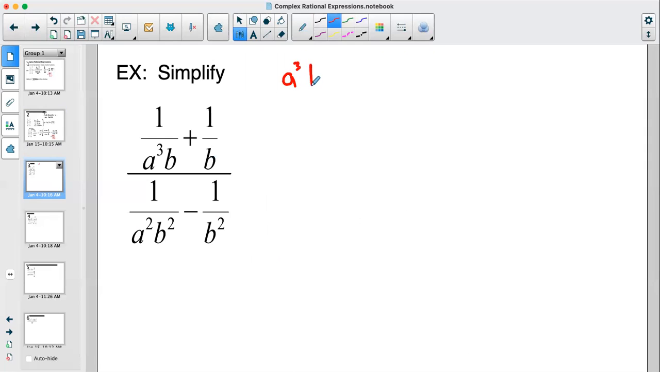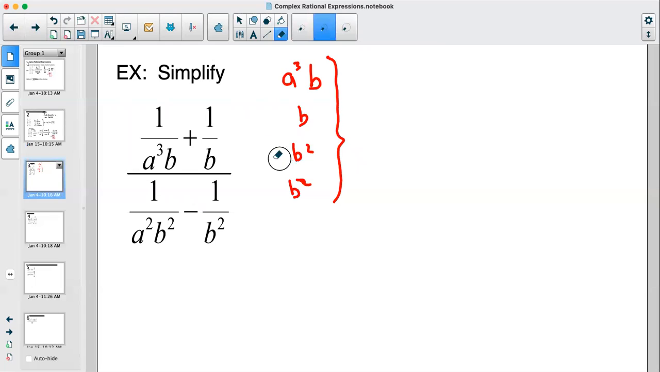Oh, I'm writing it in red today. That's fun. A squared, b squared, and b squared. And I'm going to build my LCD from these. There's not really much factoring that can be done at this point. They're already factored. You just have to recognize that this first term has 3 A's and 1 B in it. So I'm going to start with that. LCD a cubed b, that's the first one.